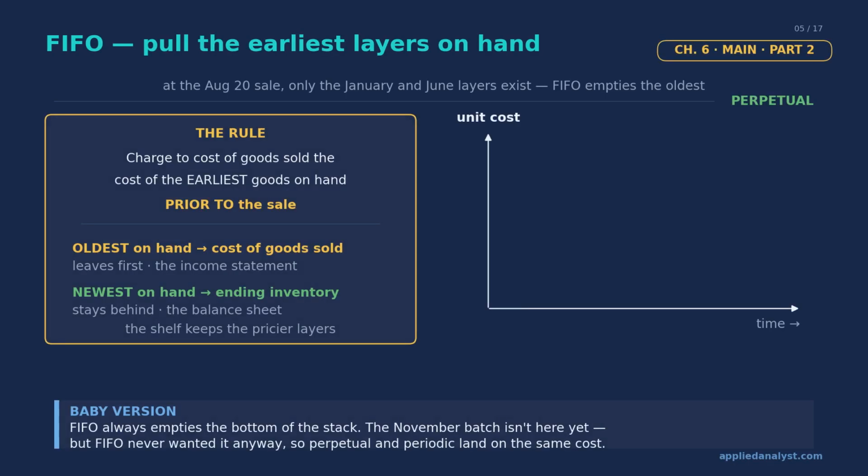We just predicted FIFO would tie both ways, so let's watch why. Picture the shelf as a rising staircase of cost layers. January at $200, June at $220. The FIFO rule in one line. Charge to cost of goods sold the cost of the earliest goods on hand.